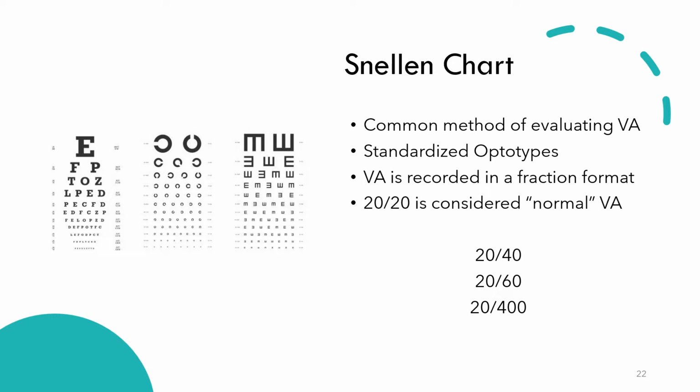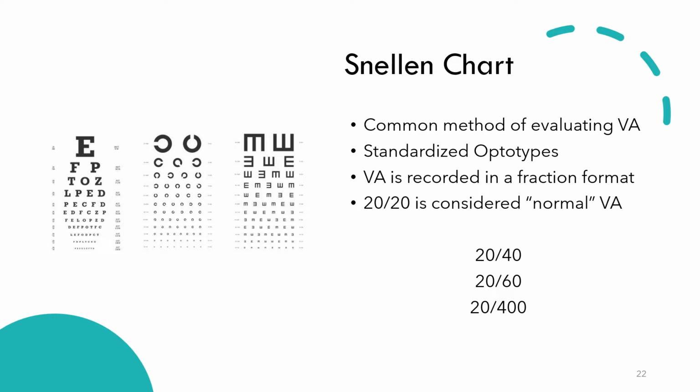The number recorded in the denominator position is the testing distance, which is typically 20 feet, or if the room is smaller, a calibrated 20 feet, while the number recorded in the numerator position is determined by the smallest optotype that can clearly be seen and distinguished by the patient. A visual acuity of 20/20 is considered normal vision.